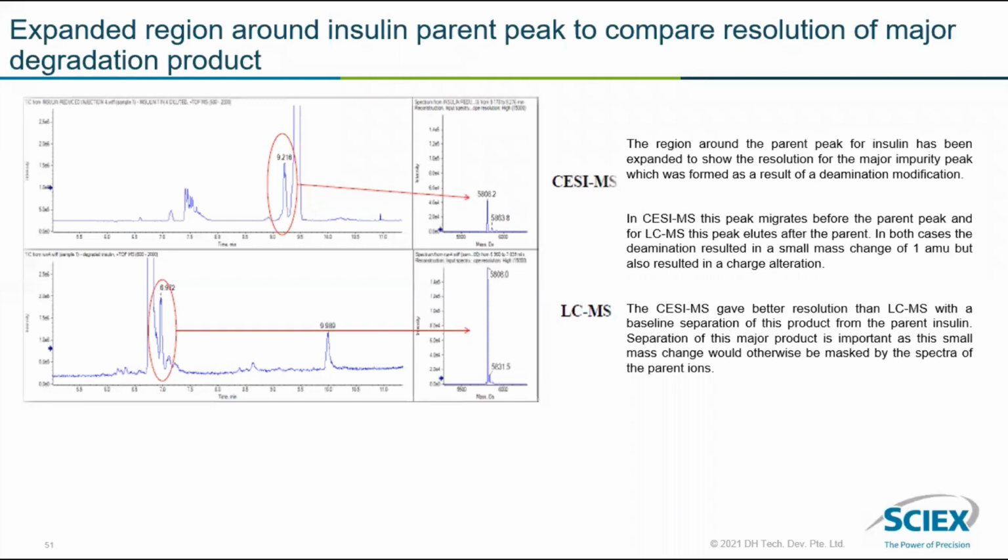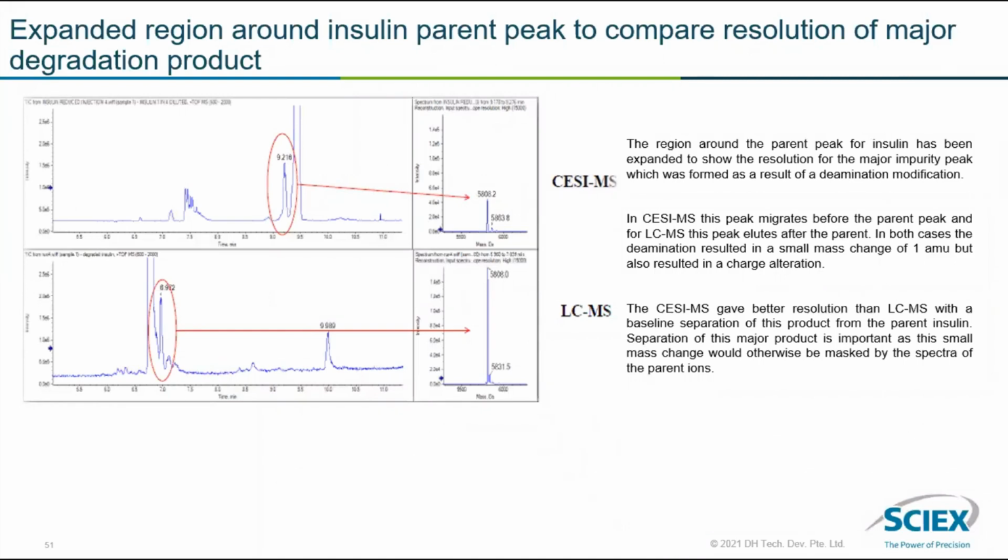To check the degradation products for insulin, we did an extended experiment. In the first example, you can see the CESI-MS separation, and in the second example, you can see the separation by the LCMS. So the region around the parent peak for insulin has been expanded to show you the resolution of the major impurity peak, which was formed as a result of deamidation modification. In CESI-MS, this peak migrates before the parent peak, and for LCMS, this peak elutes after the parent peak.